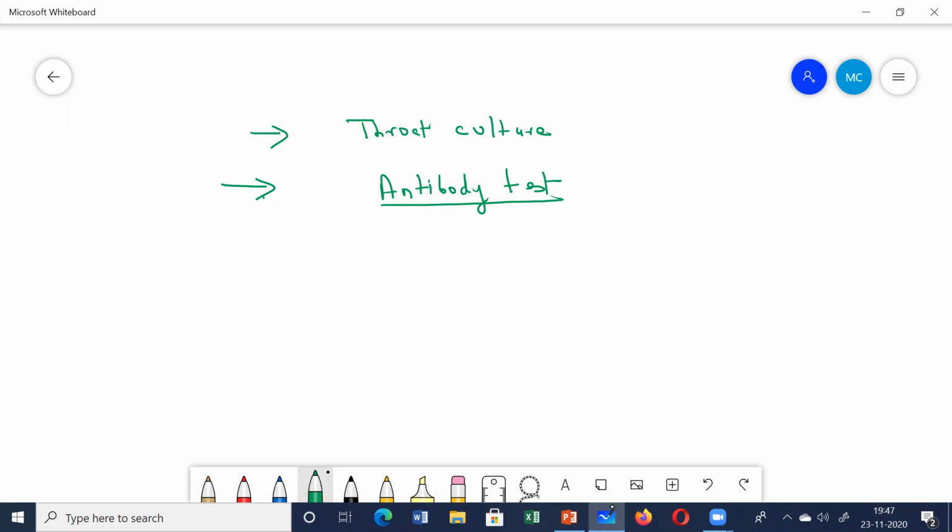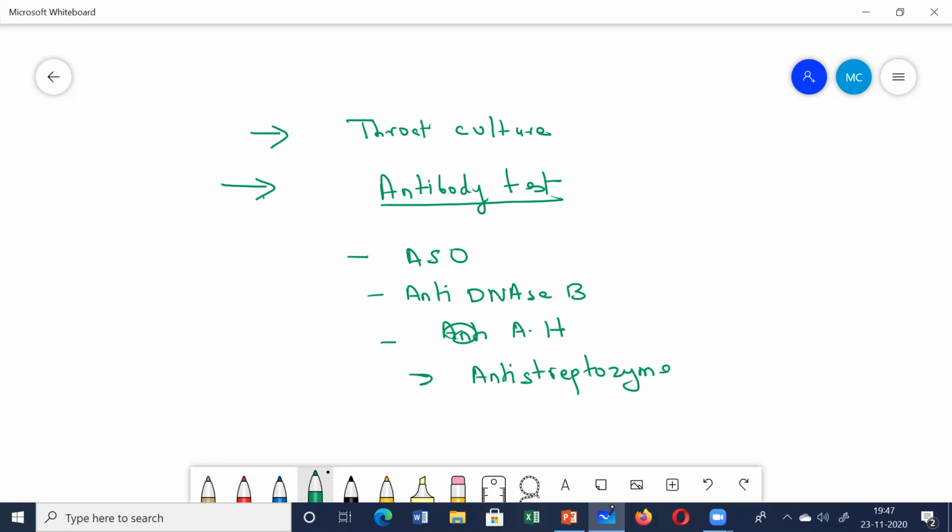So which are the antibody tests which we are going to do in these patients? The common serological tests are your ASO test, the anti-streptolysin O test, your anti-DNase B test, the anti-hyaluronidase test, or just write AH, and you have got your anti-streptozyme test. Remember, out of these, the anti-streptozyme test is a very sensitive indicator of recent streptococcal infection.